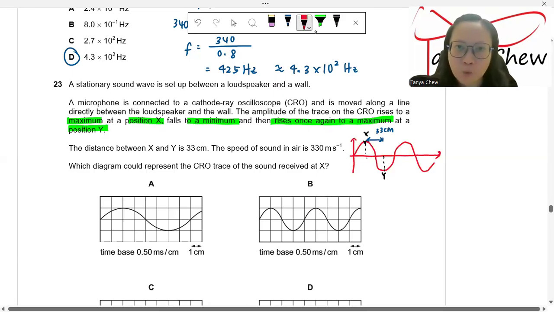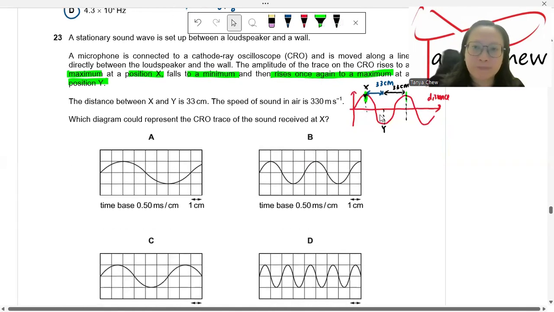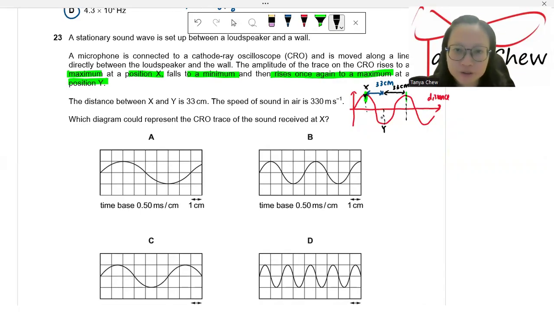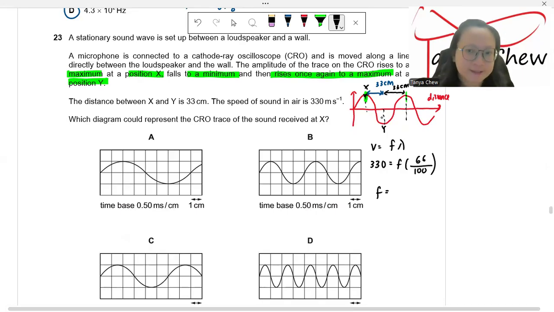Now, one wavelength is from peak to the other peak, which is here. So this is called one wavelength. So I need an extra 33 cm to give me a wavelength, because that is only half of the wavelength. 33 cm is half of the wavelength, right? So one wavelength is 66 cm, 33 plus 33. Now I use v = fλ to find my frequency first. v is the speed of the wave, 330 meters per second, but the wavelength is in cm. 66 cm is the wavelength, so I change that, 66 divided by 100, to meters. So the wavelength is 0.66.